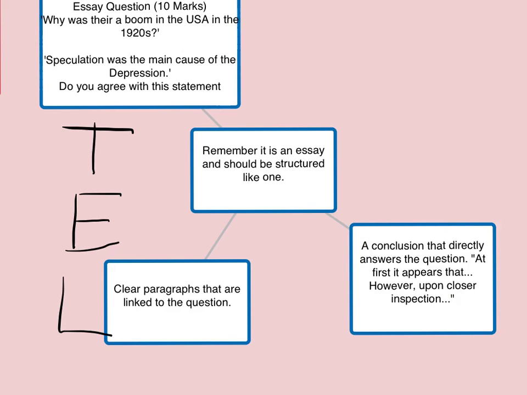For the first one, why was there a boom in the USA in the 1920s, it is fairly straightforward. Obviously for the other one though, you must deal with the issue about whether speculation was the main cause, or whatever's there if it's that question. As I say, we can look at this. At first it appears that, and then however upon closer inspection, if you're struggling for an argument, it might seem at first that speculation was the main cause of the Depression because we've got all those images of people being ruined by the Wall Street crash. We see people jumping out of buildings. We know the amount of money lost was huge. However, upon closer inspection, it might seem that overproduction or something like that was an underlying cause of the Depression.